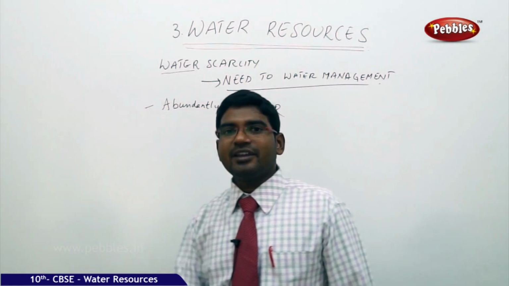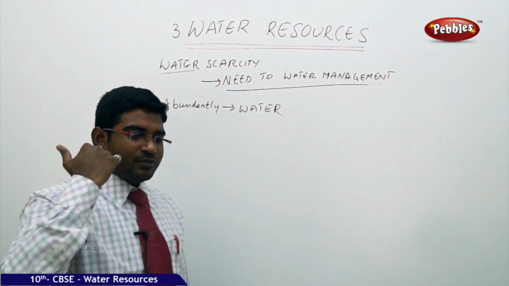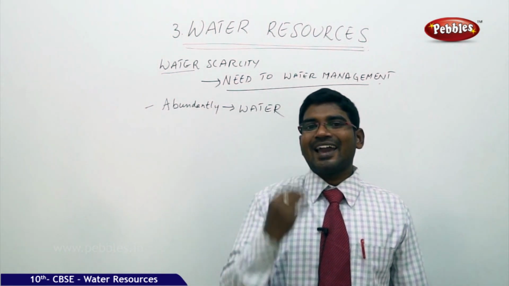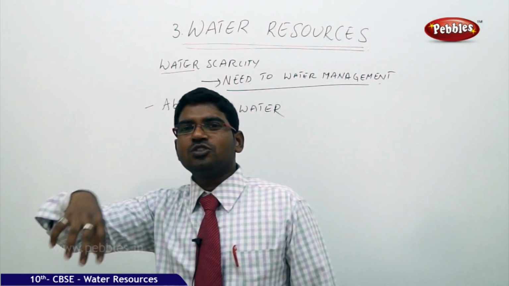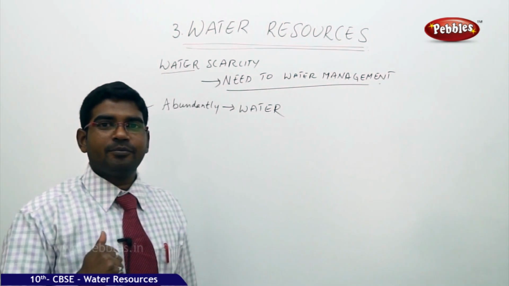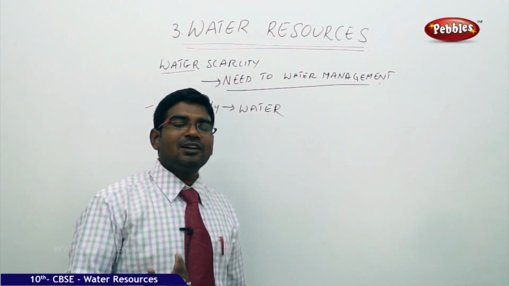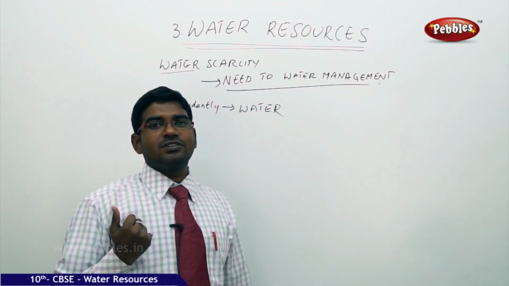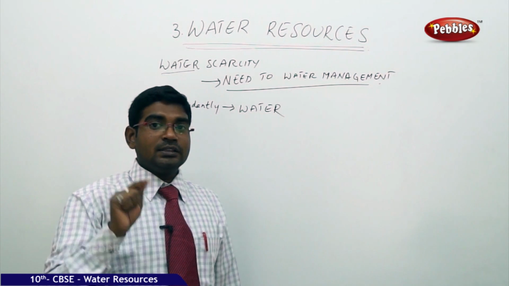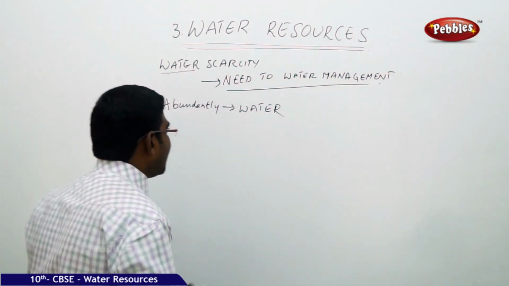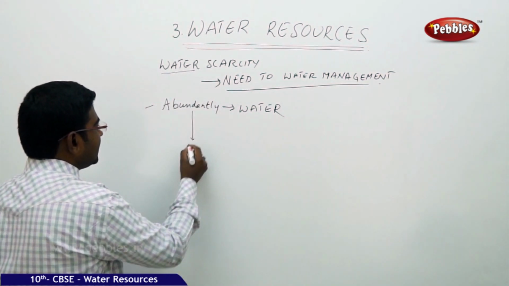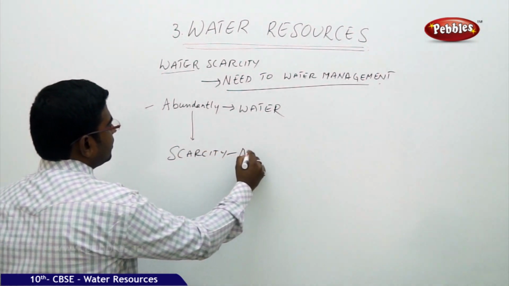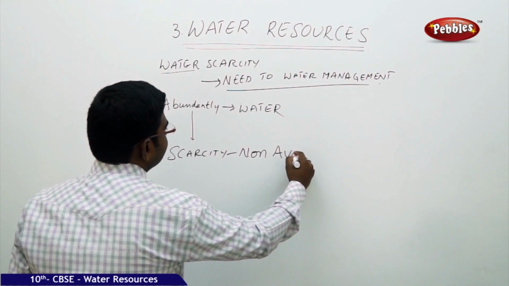So this abundant availability of water may sometimes put us into confusion: why are people talking about the scarcity of water, because we have a huge amount of water available right now? How are people predicting that we are going to get into a situation where there would be a scarcity of water? Generally we feel that when there is abundant water, we talk about the word scarcity or non-availability.